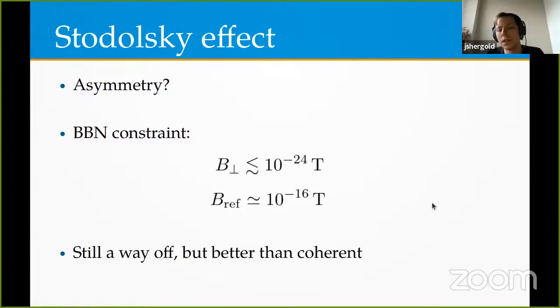But we are still significantly better than coherent scattering with this idea, which is one reason I find it quite interesting. And it's also sensitive to other things, like whether you have an asymmetry in your background. And it can also reasonably well distinguish between Dirac and Majorana neutrinos, as I'll come on to a little bit later.